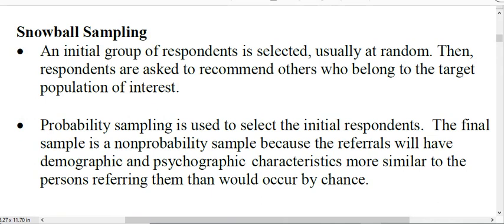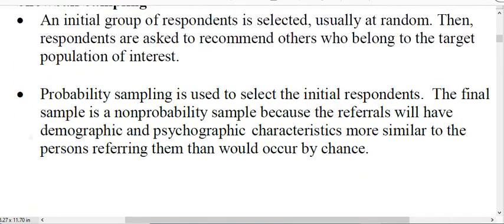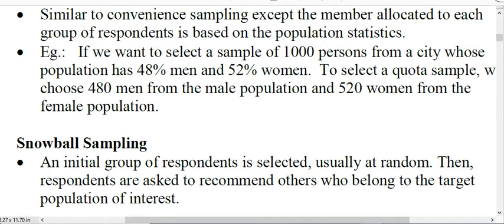Probability sampling is used to select the initial respondents. As I mentioned, the final sample is not a probability sample, because the referrals will have demographic and psychographic characteristics more similar to the person referring them than will occur by chance. So before we go to probability sampling, this is overall about non-probability, whereby each of the sampling methods is actually biased. It's based on your own convenience, it's based on your own judgment, whatever it is, based on how you're supposed to select your respondents. So that will be non-probability.